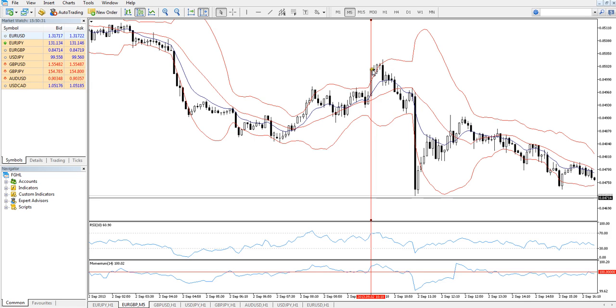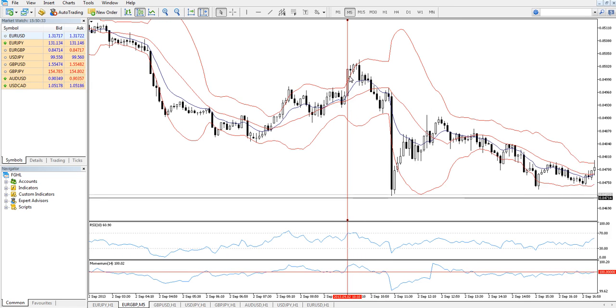That's exactly what we've got here, and you can see that the first candle that touched that top Bollinger Band is this white one here. I'm just going to move that line there. Now, what you're also looking for is for the RSI to be oversold. Sorry, overbought in this case.